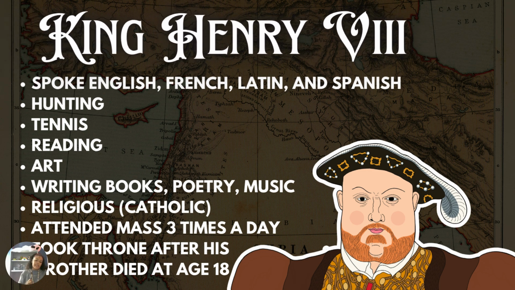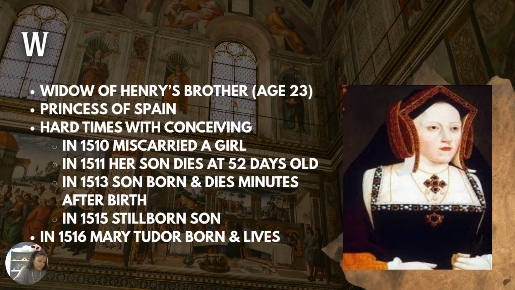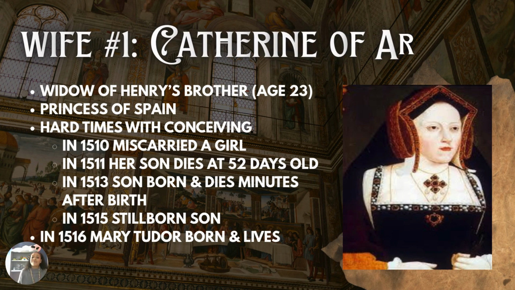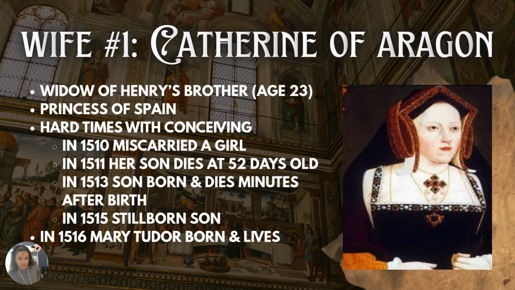He took the throne at age 18 after his brother died. So now we're going to meet Henry's first wife. He had 6 wives. This is just the first. We're on slide number 5 for your notes. And this is Catherine of Aragon.